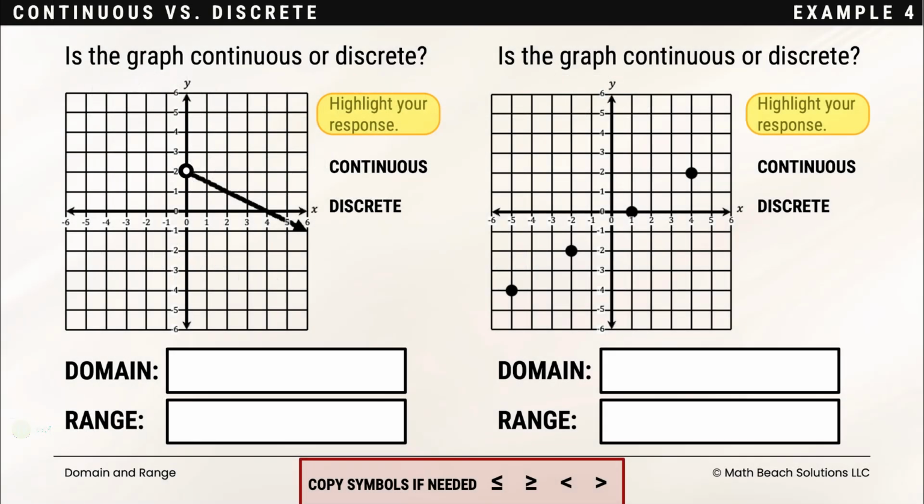In this example, we will find the domain and range of both a continuous graph and a discrete graph. Our first graph is continuous because the curve is unbroken over part of the graph.